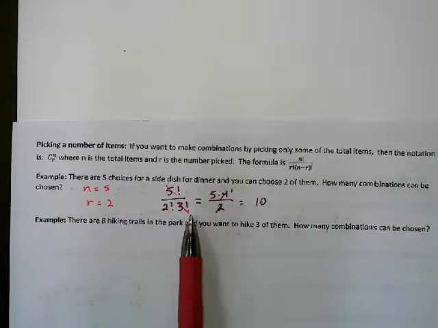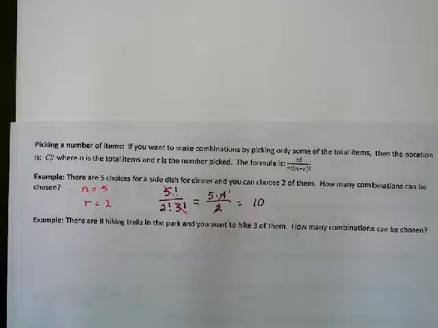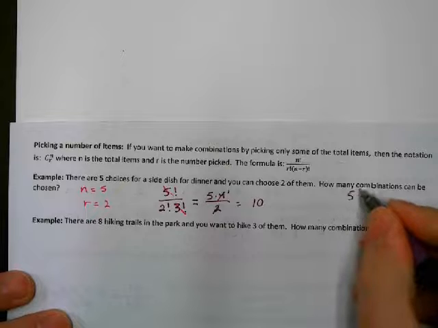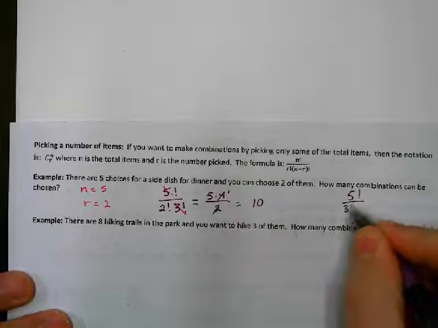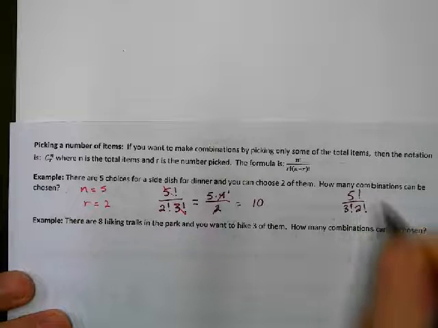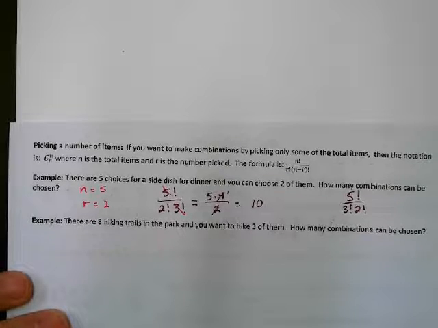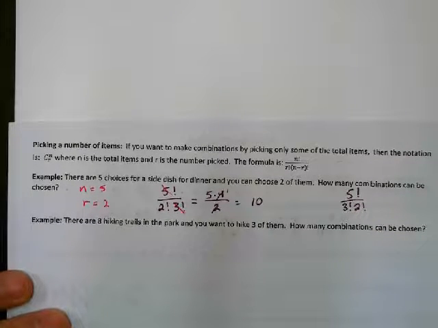Now, if we decided to choose 3 items instead of 2, we'd actually get the same answer, because then we'd have 5 factorial over 3 factorial, 2 factorial, which is exactly the same thing as this one here. So choosing 2 items and choosing 3 items will give us the exact same total number of combinations.